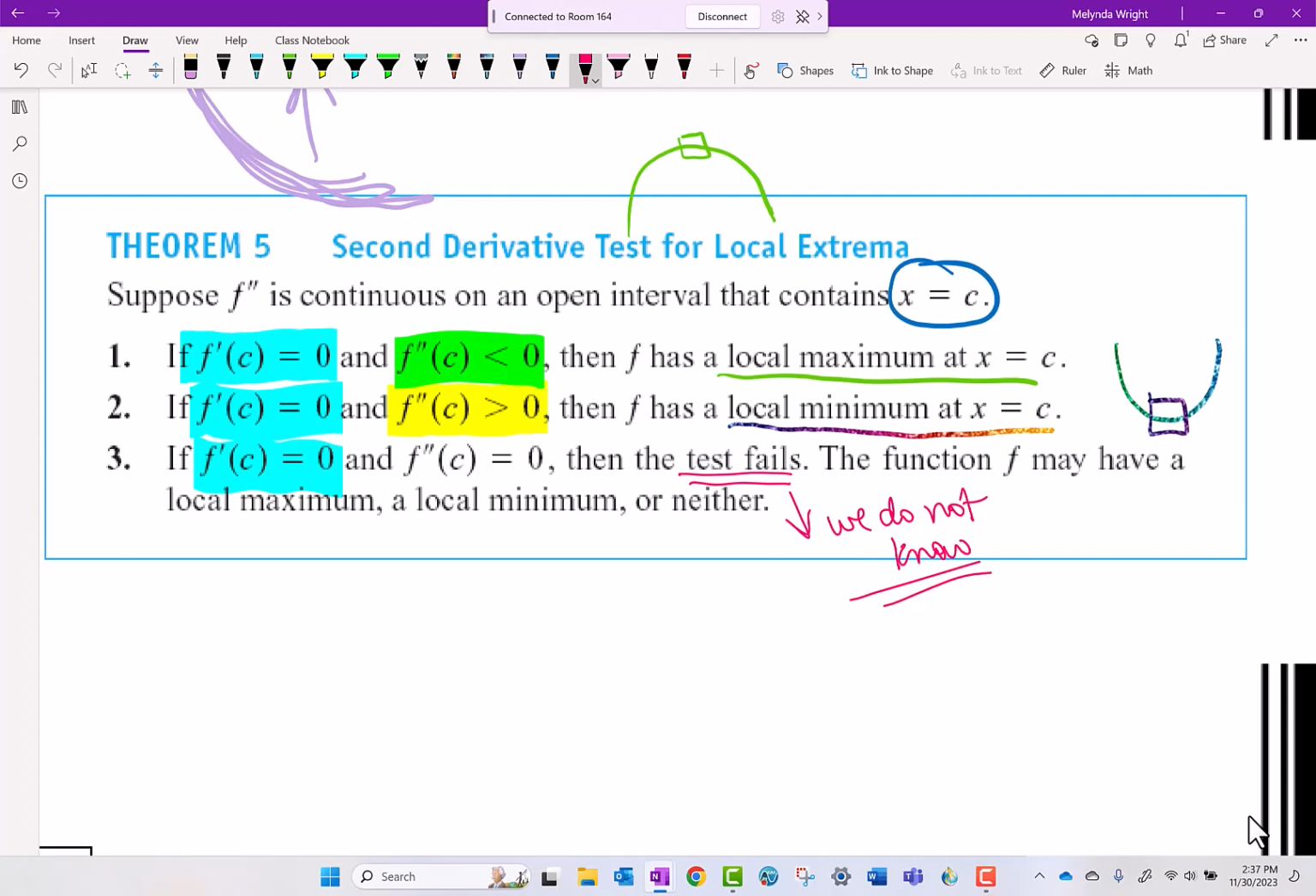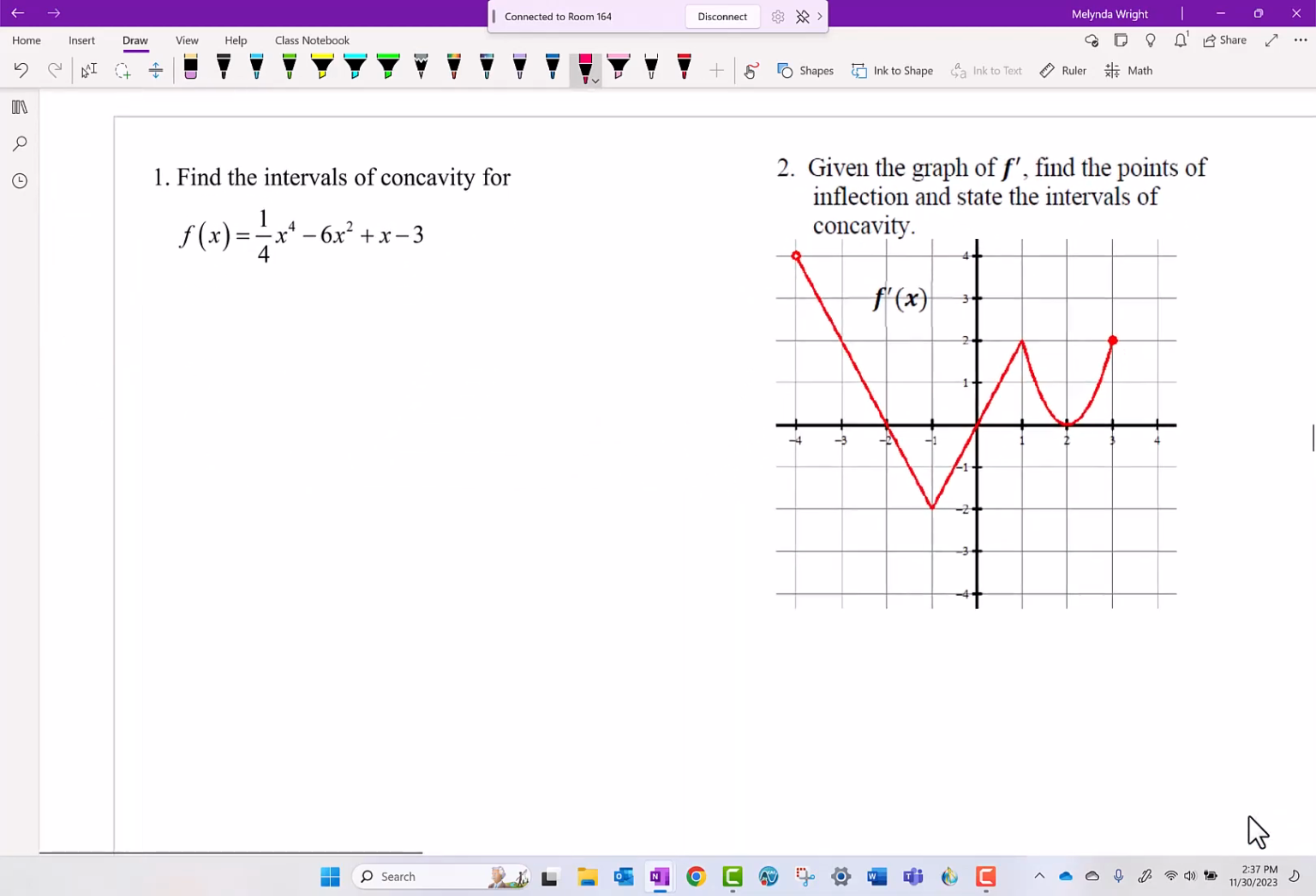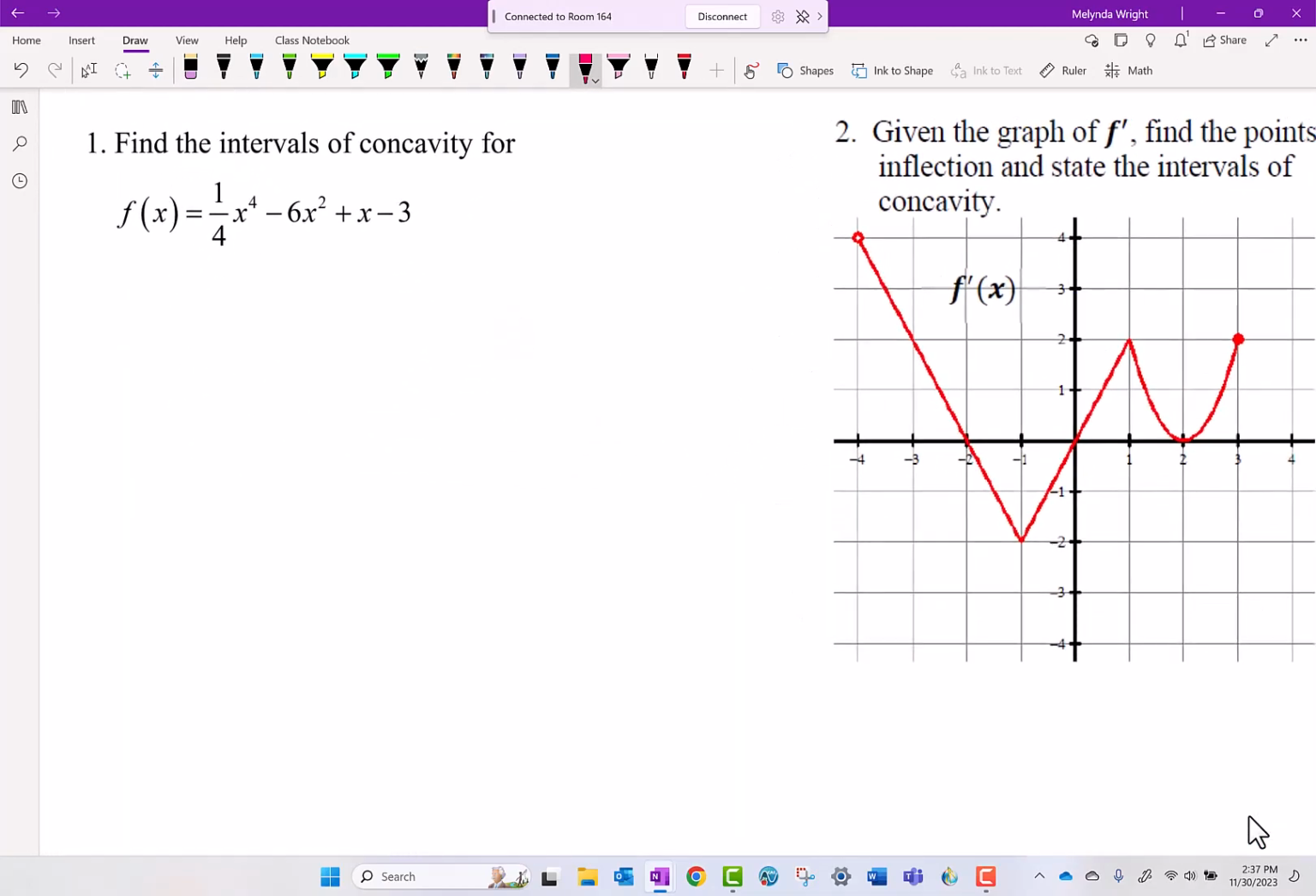So those are the two concepts we're going to be working on today. That's the overview, or the conceptual view. Are we okay with that? Okay, so let's work some examples to dig in and see what in the world I was just talking about. So, finding intervals of concavity.